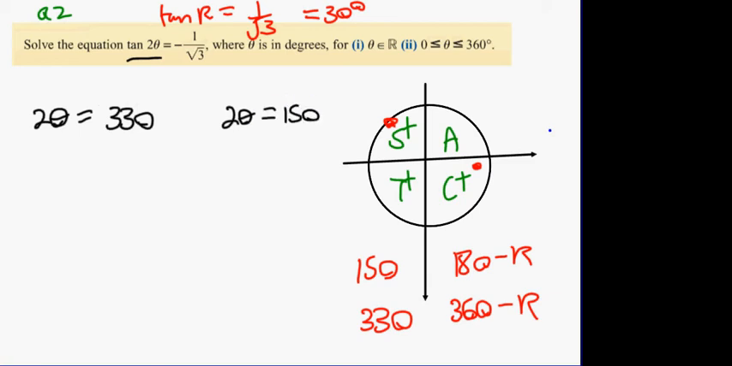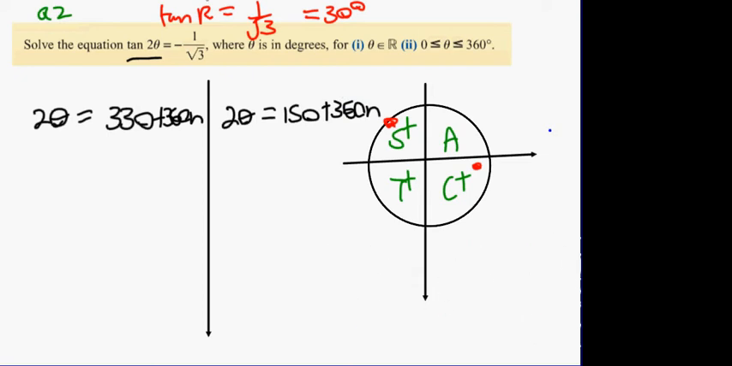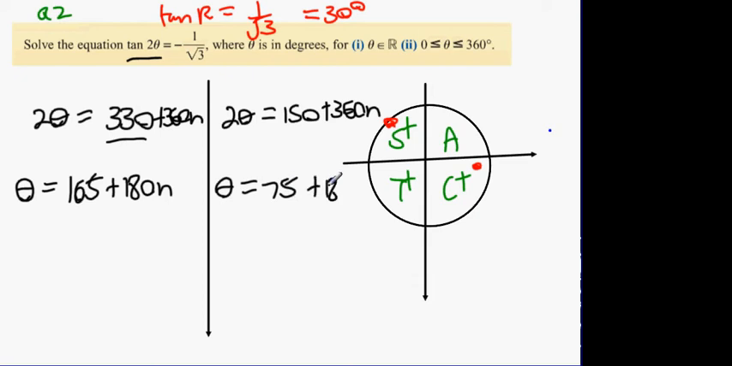Now here's the problem. 2 different answers, but what you're also not taking into consideration is the rotations. You can go 360n around both of them. Now and only now do you divide by 2. So the 2 general answers are theta equals 165 plus 180n, theta equals 75 plus 180n. That is the first answer done. Okay? That's the first part, not the second part.